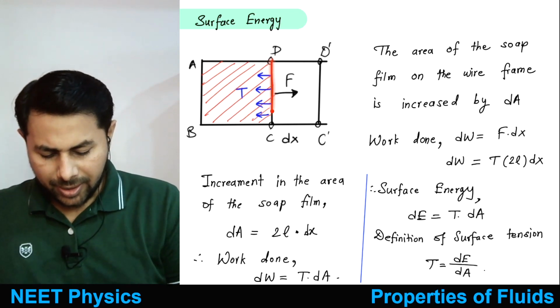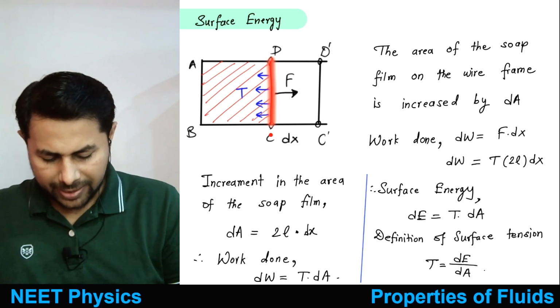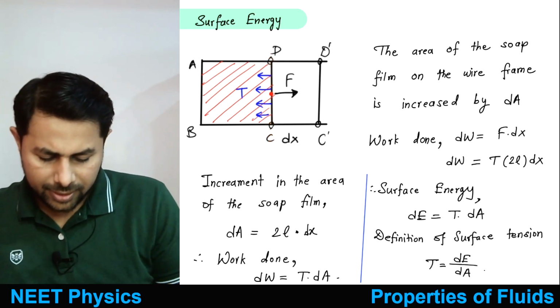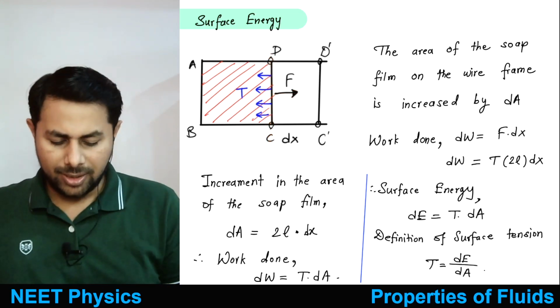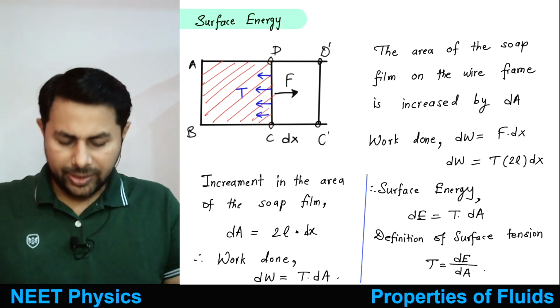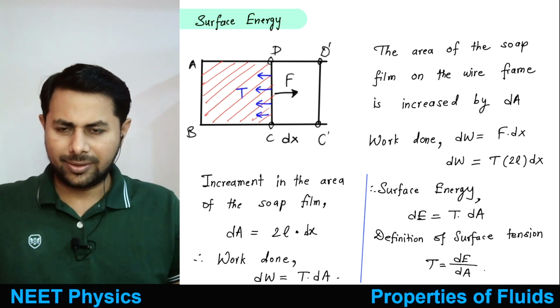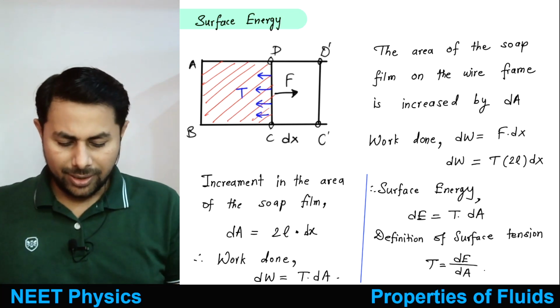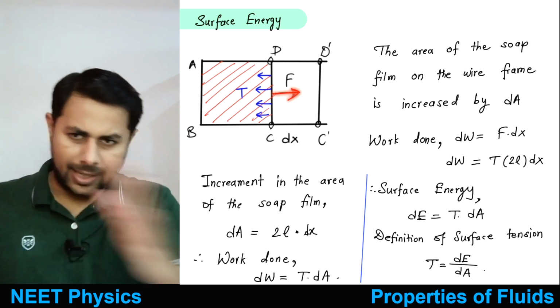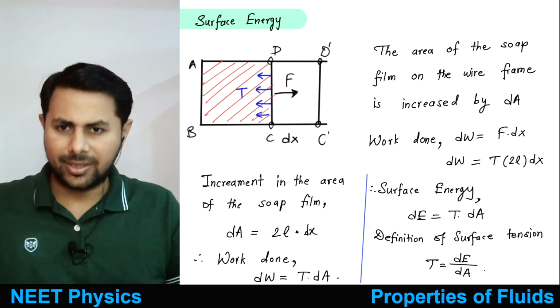Now here this wire CD, suppose it is freely movable, you can move this wire, right? So if you move it, what will happen? The soap film will expand. If you move this wire like this, the soap film will expand, its free surface will increase.